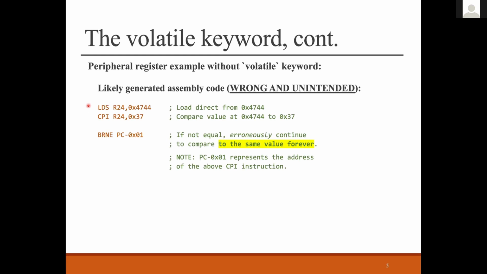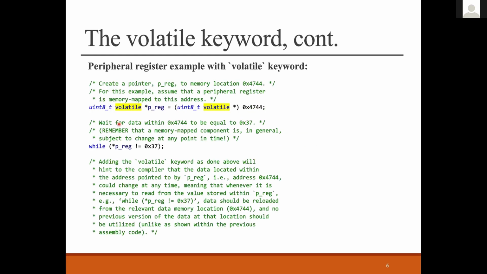So how we actually fix this is as follows. We add the volatile keyword to the front of this pointer, and you can read it as follows now: P_reg is a pointer to a volatile unsigned 8-bit memory location. This alerts the compiler that P_reg is now going to point to a volatile memory location. So whenever you access the data within that memory location, the compiler should interpret that the data could have changed.